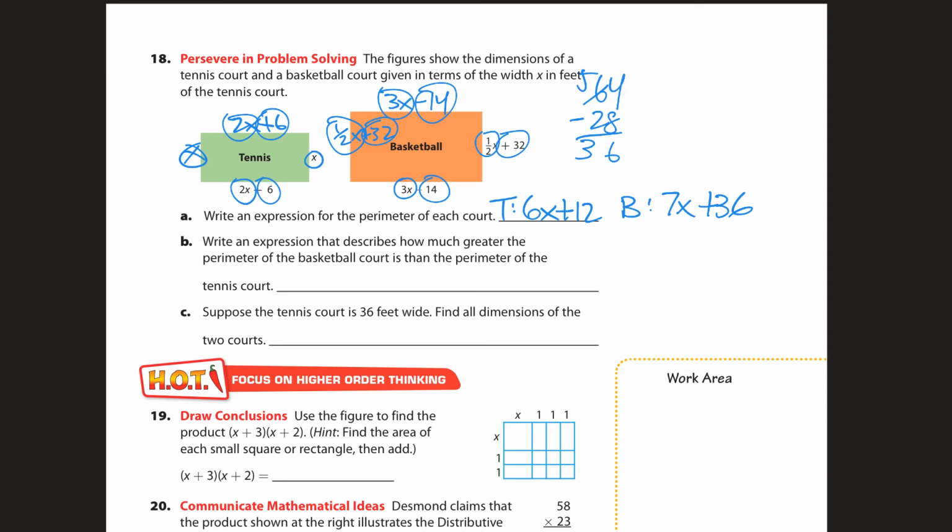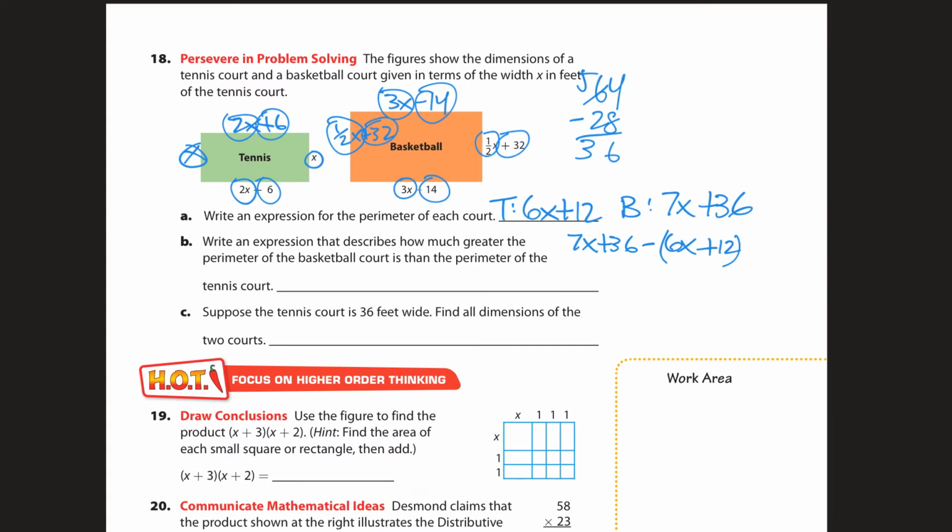the perimeter of the tennis court. An expression. It would be, let's combine them, right? Or, I meant subtract them. So I'd have to take the 7x plus 36 for the basketball and subtract the 6x plus 12.